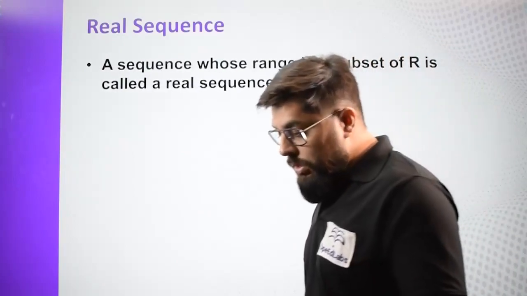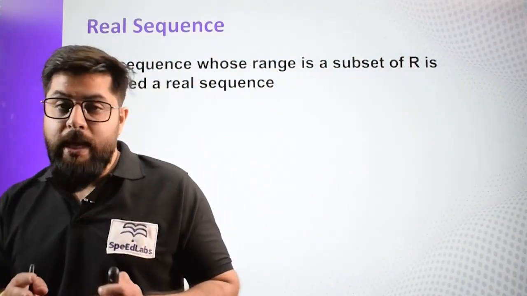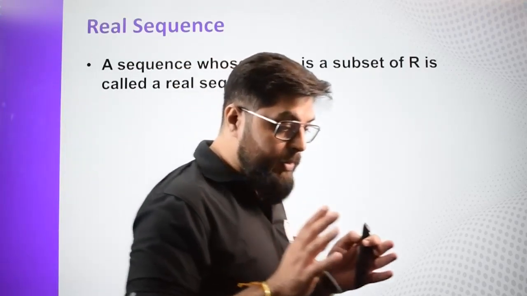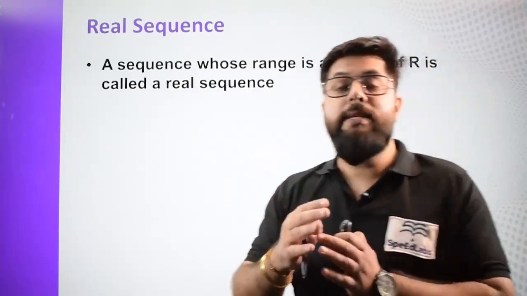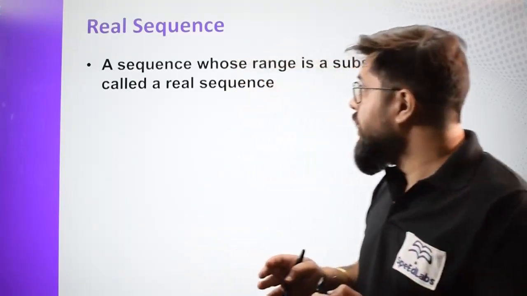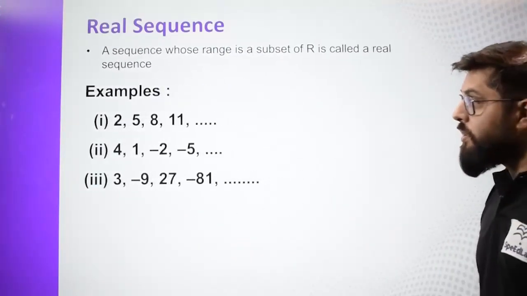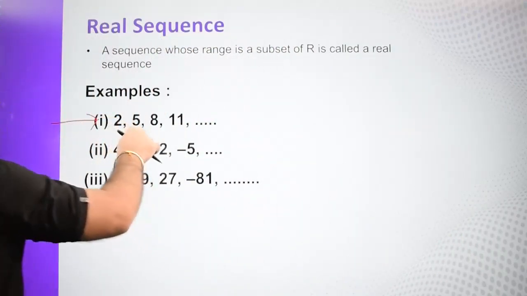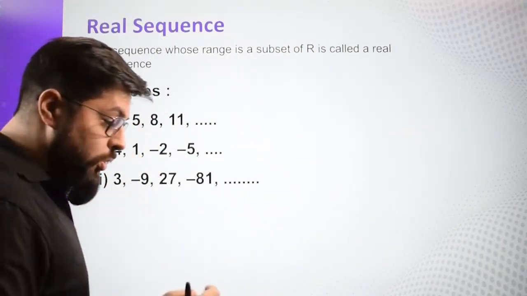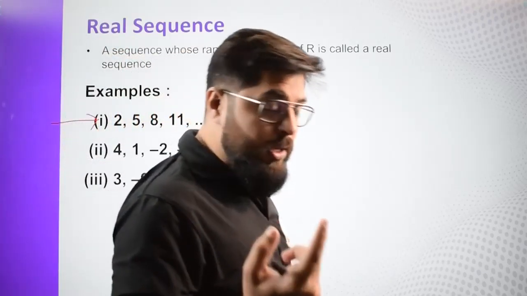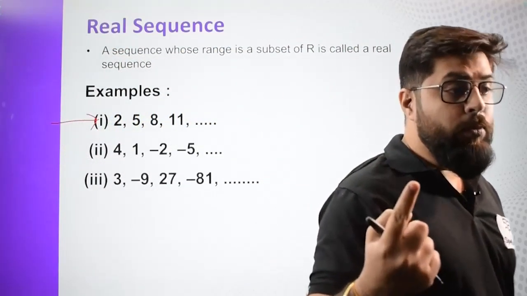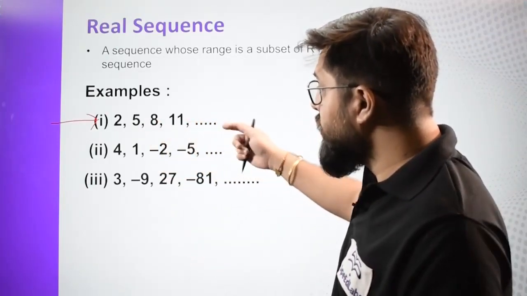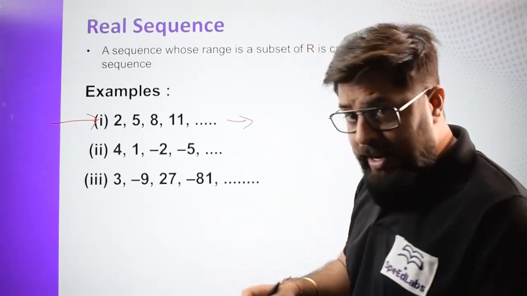Now, what is a real sequence? When we talk about a real sequence, the terms of the sequence are all real numbers. Now let's see some real sequences. For example, if we have a sequence like 2, 5, 8, 11, how are we going to know that it is a sequence? First and foremost, a sequence must follow some particular order. So is it following some particular order? Is it following some definite rule?